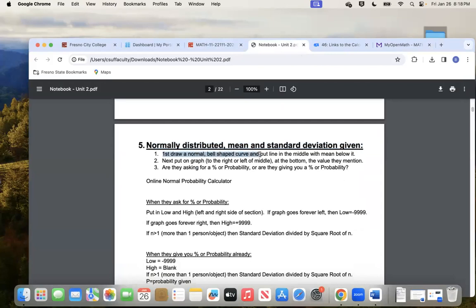So what do we do? First, draw a normal bell-shaped curve. Put a line in the middle with the mean below it. Next, put on the graph, to the right or the left of the middle at the bottom, the value they mentioned. Okay, let's go do that real quick. We'll come back to this in a minute.